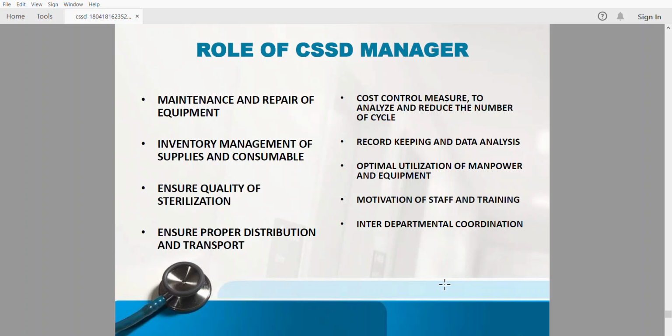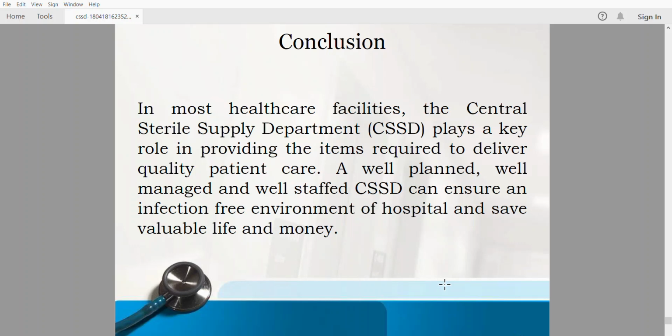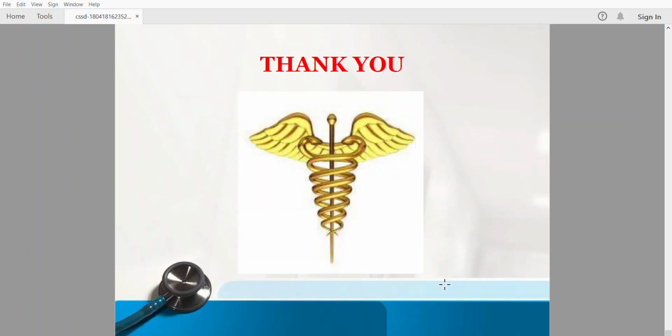Role of the CSSD manager: the role varies from maintenance and repair of equipment, inventory management and supplies, to ensuring quality, proper distribution and transportation. Conclusion: in most healthcare facilities, CSSD plays a key role in providing items required to deliver quality patient care. A well-planned, well-managed, well-staffed CSSD can ensure an effective and infection-free environment in the hospital and save valuable lives and money. Thank you.